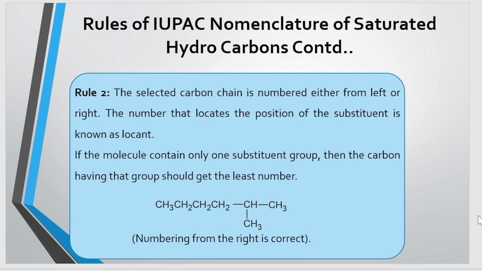If the molecule contains one and only one substituent, then the carbon having the group should get the least number. So numbering we can give from left to right like this and from right to left like this, but among these two options, this is the correct option because the substituent is nearer to the right end. So numbering from the right is correct.